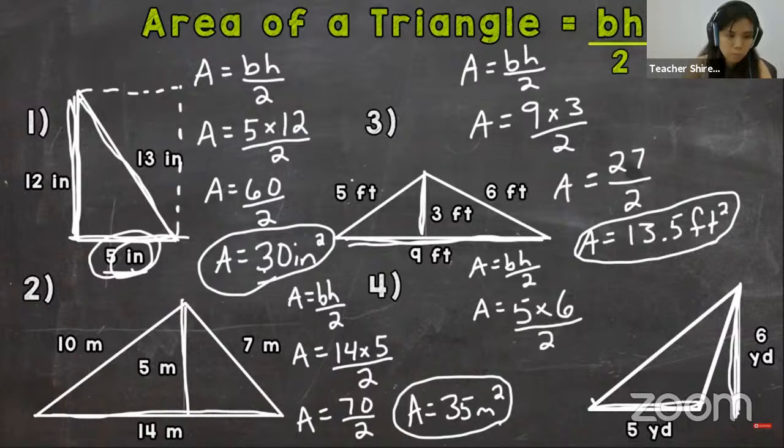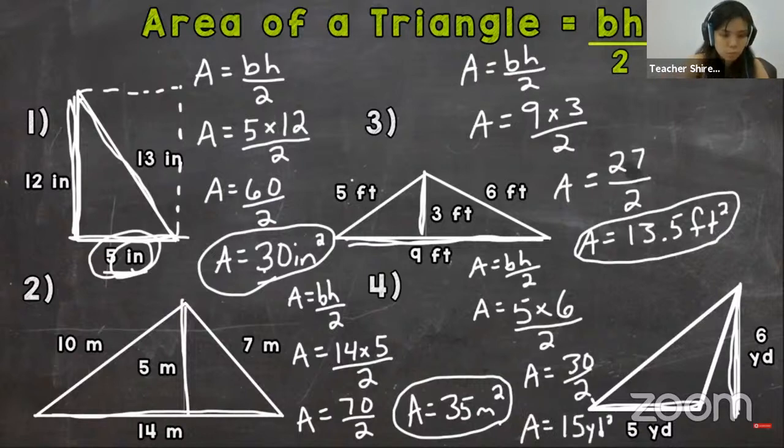So 5 yards times 6 yards, and we divide that by 2. So we get area equals 30 divided by 2, and area equals 15 square yards.